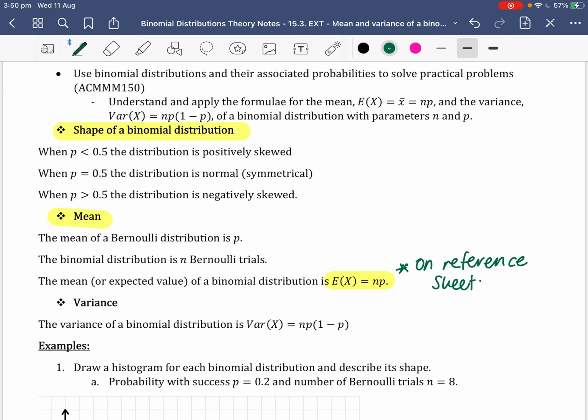Then the variance of a binomial distribution is Var(X) equals np(1 minus p). So it's the same formula as for a Bernoulli distribution, however, we just multiply it by n. And again, this is on your reference sheet.